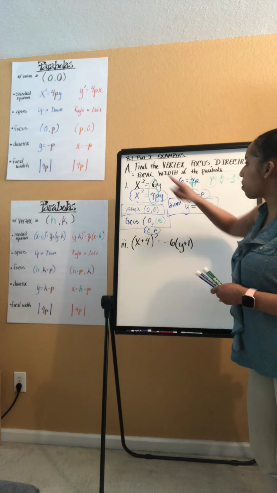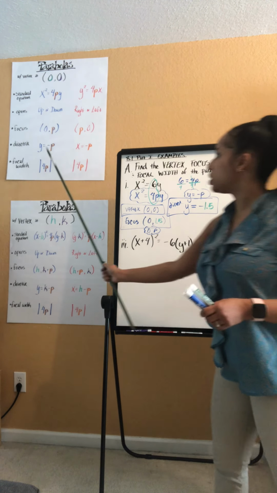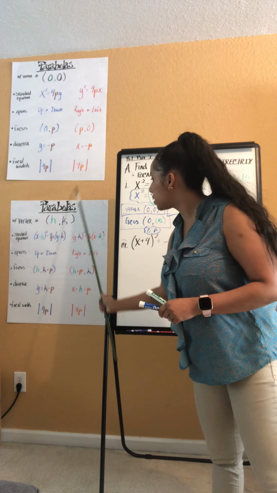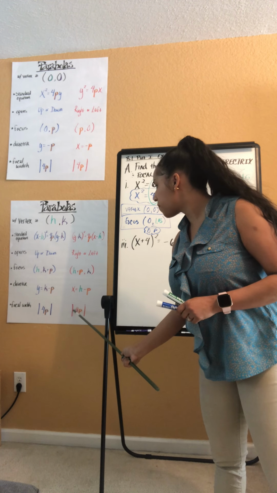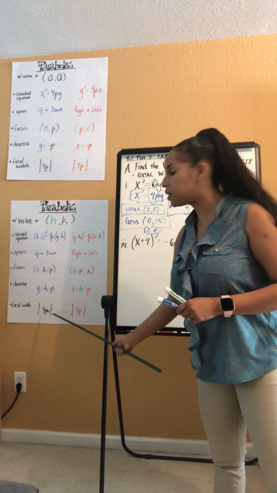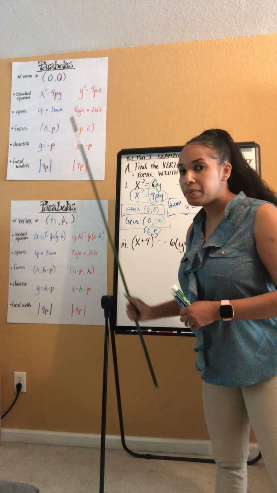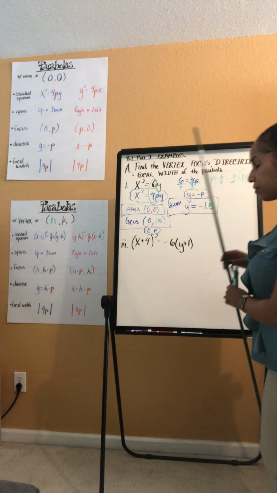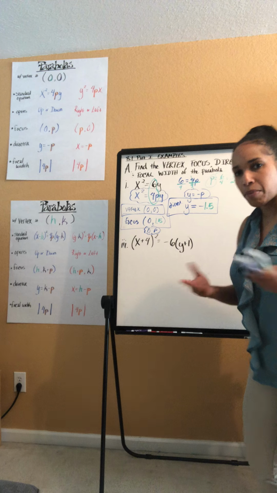And then I want the focal width. The focal width on every sheet, all right? So here on the blue side, on the red side, whether I have things subtracted or not, the focal width is always the absolute value of 4p. It's always the absolute value, which means it's going to make it positive, right? If it's negative, it's going to be positive. If it's already positive, it's going to stay positive.